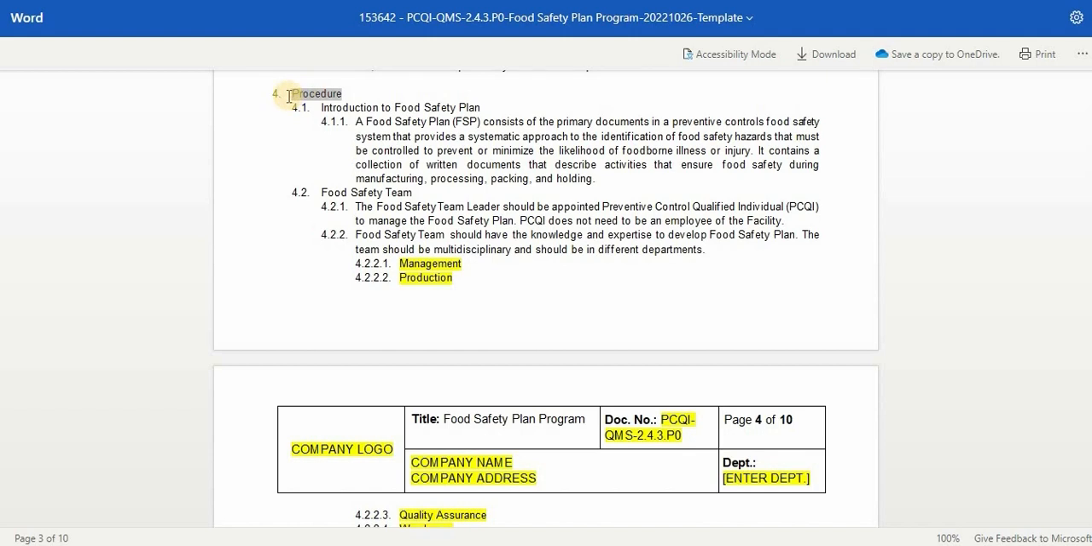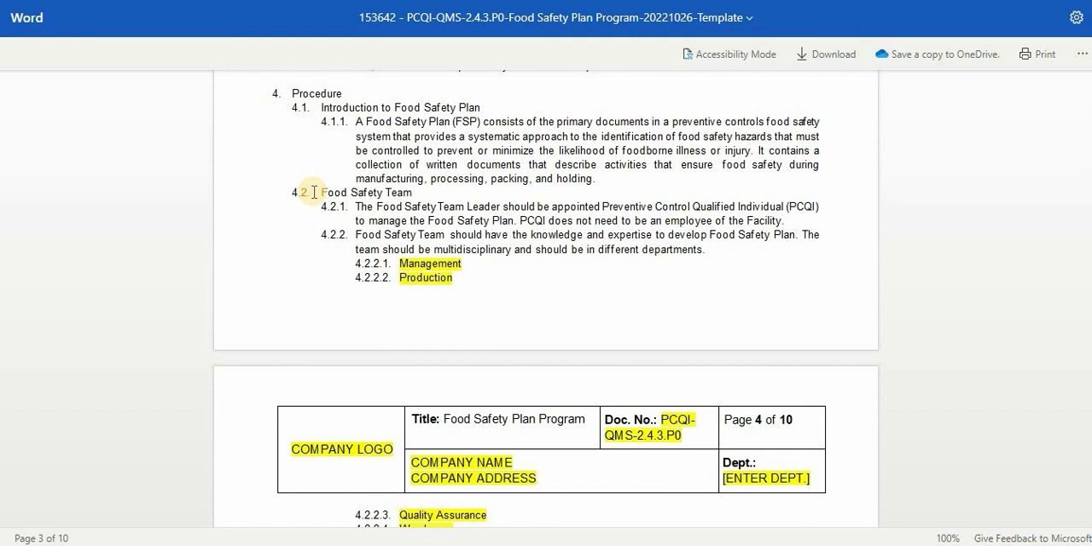Fourth is procedure. The procedures is the step-by-step process and the actual implementation of the policy. Under procedure, 1. Introduction to food safety plan. A food safety plan consists of the primary documents in a preventive controls food safety system that provides a systematic approach to the identification of food safety hazards that must be controlled to prevent or minimize the likelihood of foodborne illness or injury. It contains a collection of written documents that describe activities that ensure food safety during manufacturing, processing, packing, and holding.